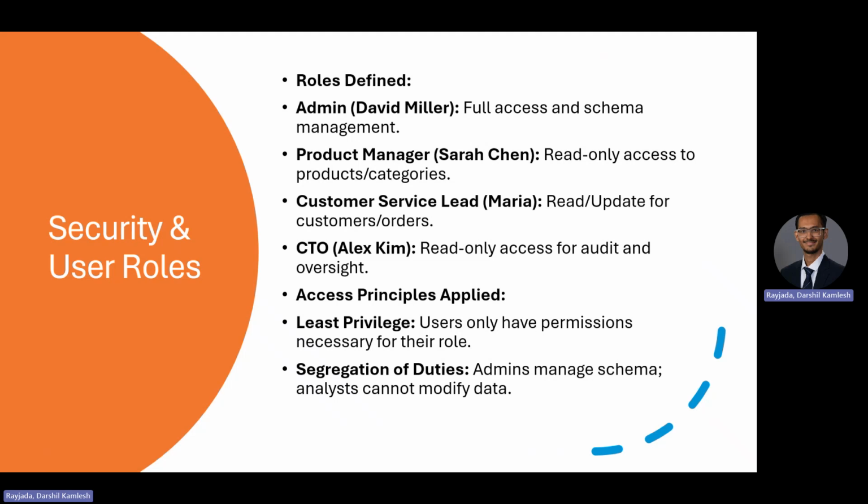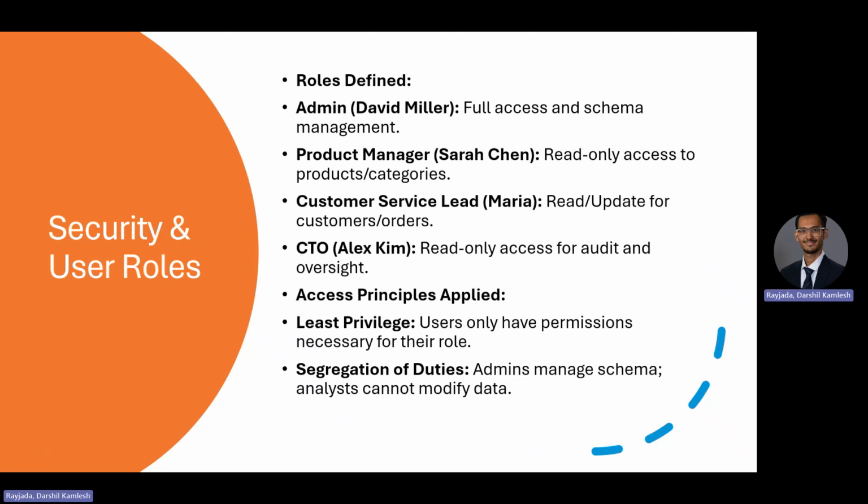Now, security and user roles. I defined four user roles as we have been given in the project docs itself, that there are four users in the business: admin, who is a database administrator, David Miller; second, Sarah Chen, product manager; a customer service lead, Maria; and Alex Kim, who is the chief technical officer, right? Each role has only the permissions necessary, following least privilege and segregation of duties. So an admin, David Miller, has full access because he's a database administrator.